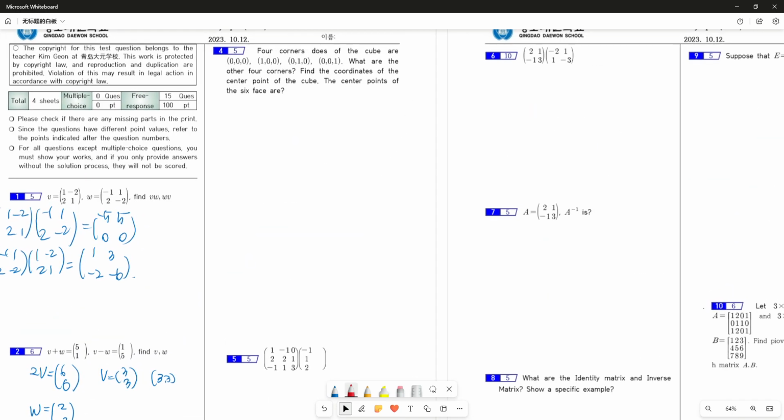Okay, next. For corners of the cube, the first hint is that you should draw the cube. Cube means a right square prism. A right square prism or cube has 8 corners. I already gave you the 4 corners. Using the cube properties, you can draw a cube like this.